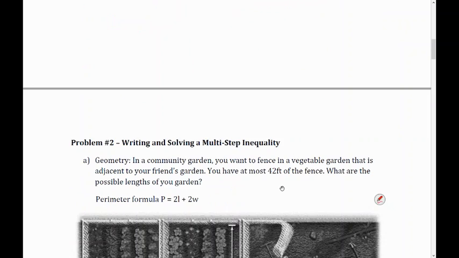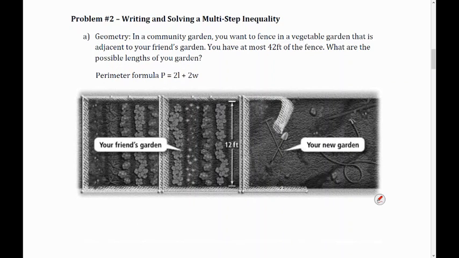All right, so here we go. Problem number 2, writing and solving a multi-step inequality. It says in geometry is what we're working with here. It says in a community garden, you want to fence in a vegetable garden that is adjacent to your friend's garden. You have at most 42 feet of fence, okay?